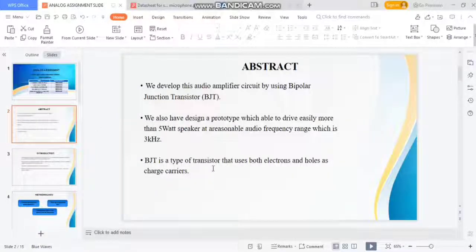Now I would like to present the abstract of our analog assignment. First, we developed this audio amplifier circuit by using a bipolar junction transistor, BJT. We also designed a prototype which is able to drive easily more than a 5 volt speaker at a reasonable audio frequency range, which is 3 kHz. A BJT is a type of transistor that uses both electrons and holes as charge carriers.